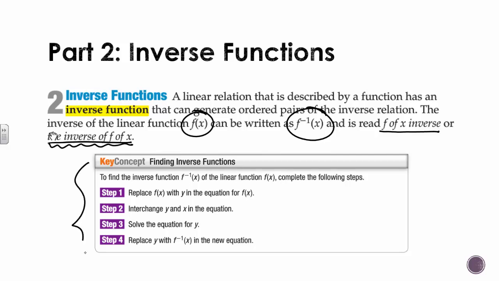So, steps you need to find this. First thing you're going to do is replace f of x with y, because that'll just make your life easier. Then exchange x and y. So just like the points in the table and the graph, we're going to switch them around. Solve for your new y, and then replace it with f inverse of x.